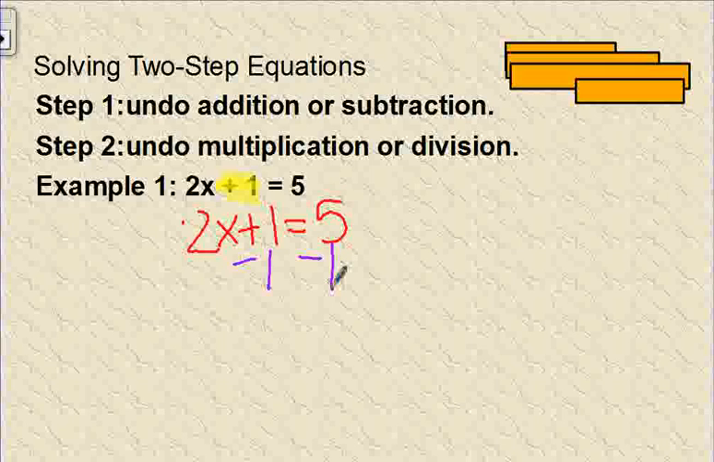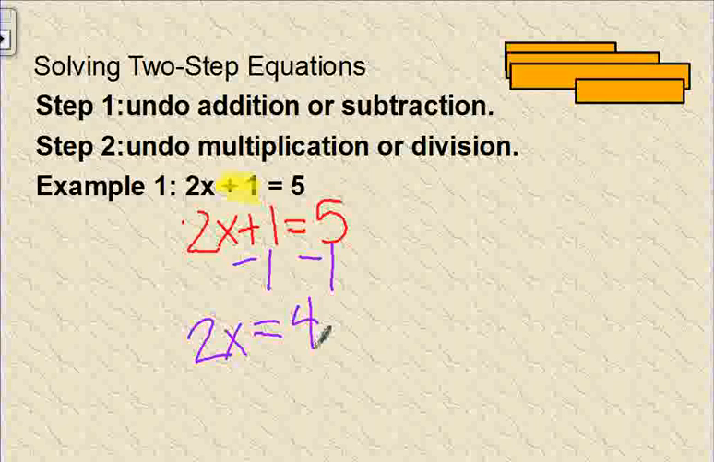Let's simplify. 2x is still on the left-hand side. The plus 1 and the minus 1 cancel out. And that's going to equal 5 and negative 1, which is 4. Let's go back to step 2. Step 2 says to undo multiplication or division.